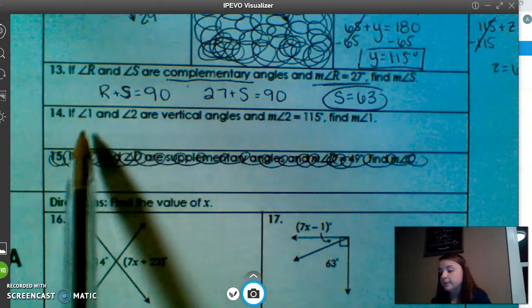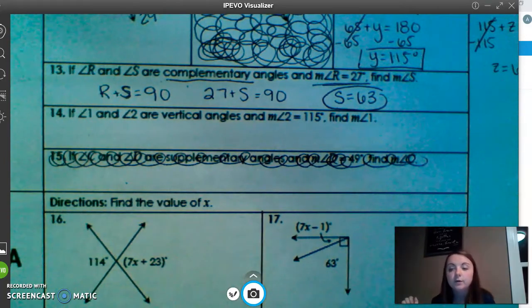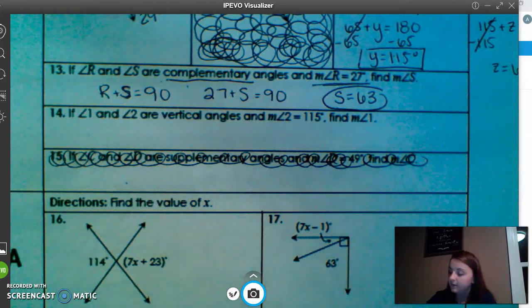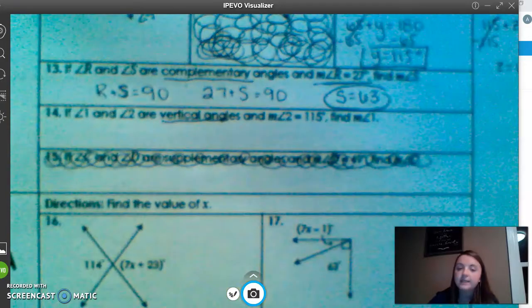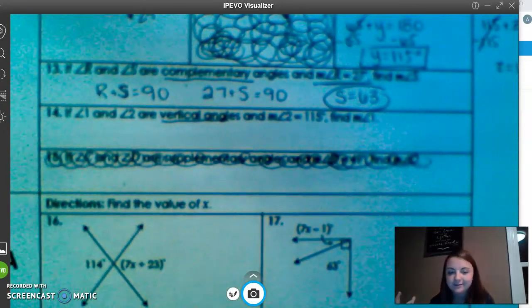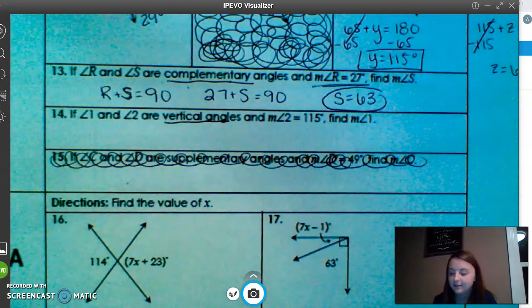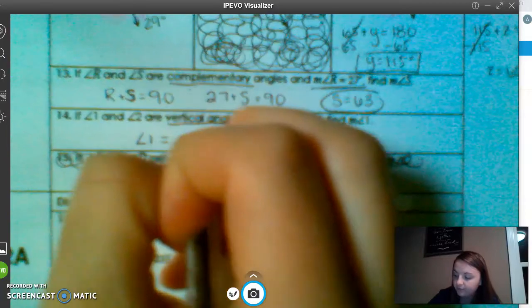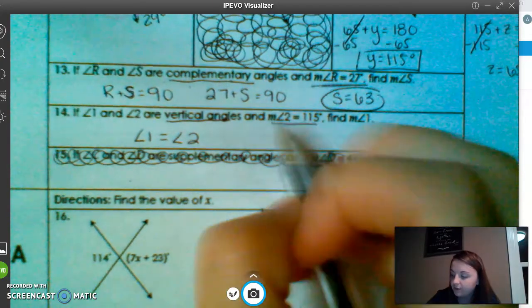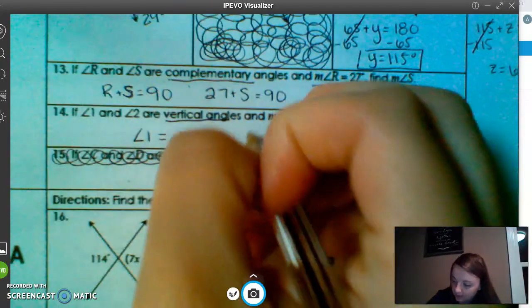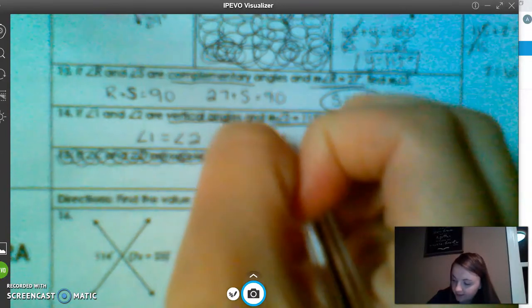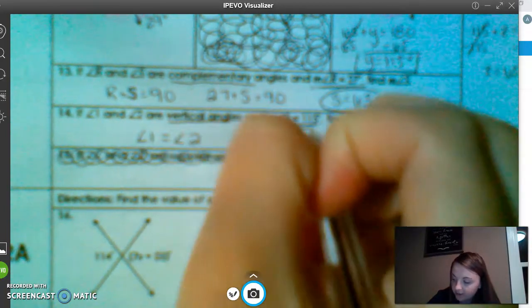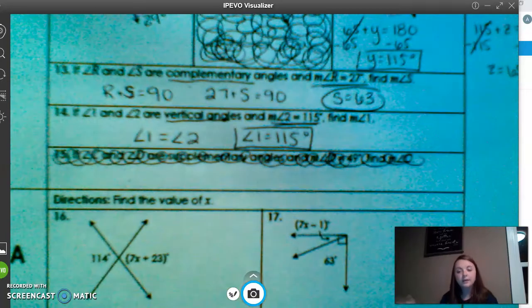So 14, angle 1 and angle 2 are vertical angles, and the measure of angle 2 is 115. Find the measure of angle 1. So vertical angles means that they are what? It's the easy one. They are congruent. So that means angle 1 has to equal angle 2. Well, I know angle 2 is 115. So angle 1 has to equal 115 degrees because they are vertical, or equal, angles.